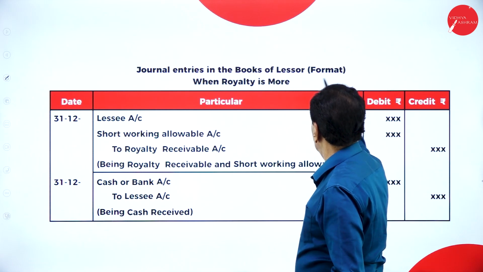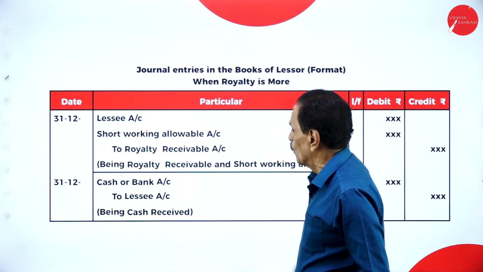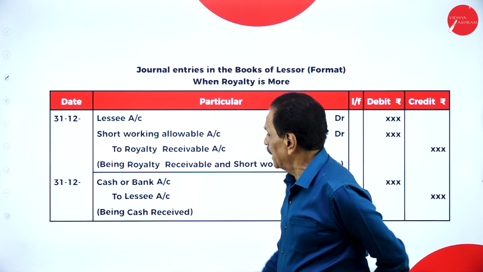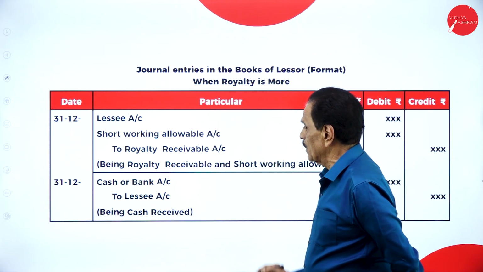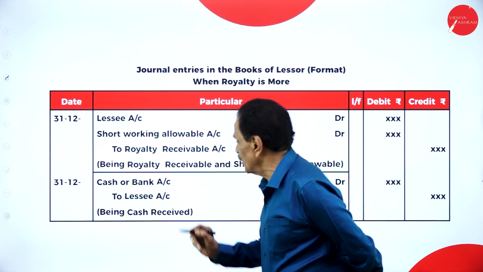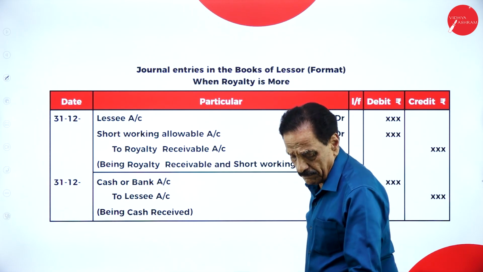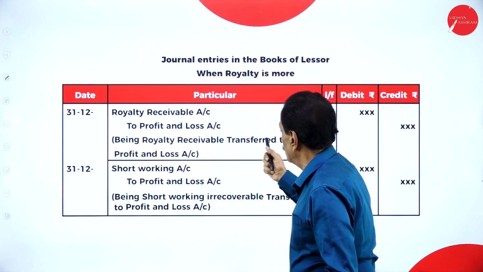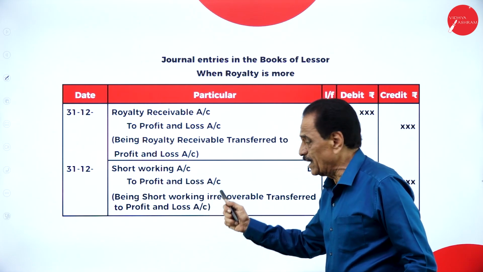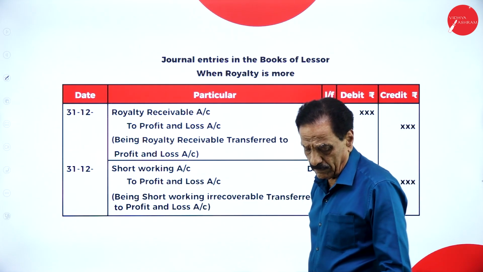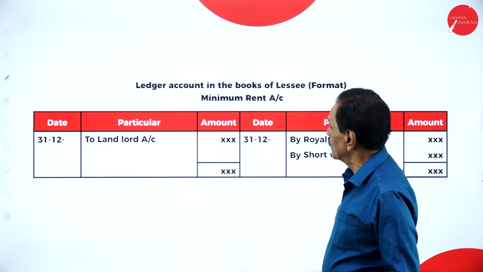So the general entry in the books of lessor when royalty is more: lessee account debit, short working allowable account debit to royalty receivable account; cash or bank account debit to lessee account; then royalty receivable account debit to profit and loss account; short working account debit to profit and loss account. These are all the formal entries.